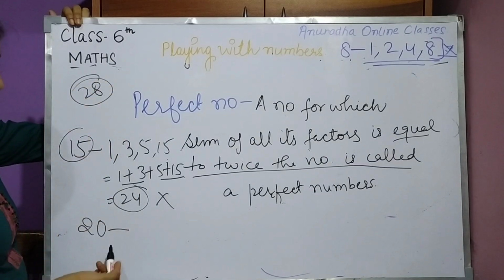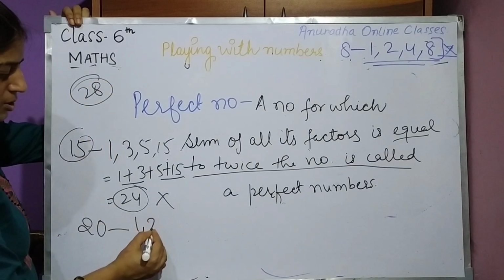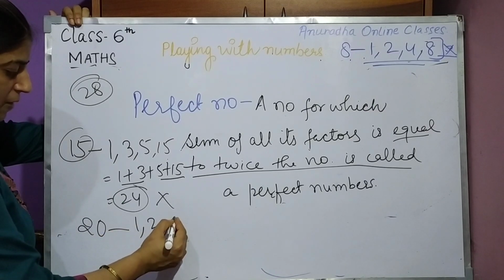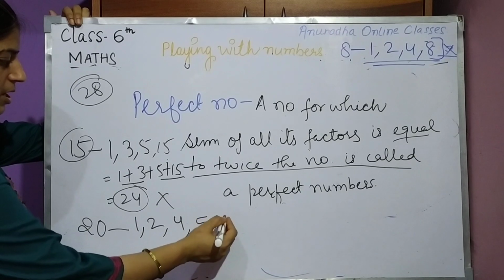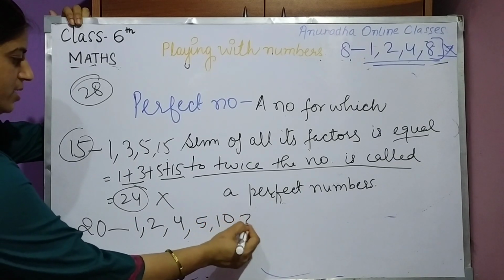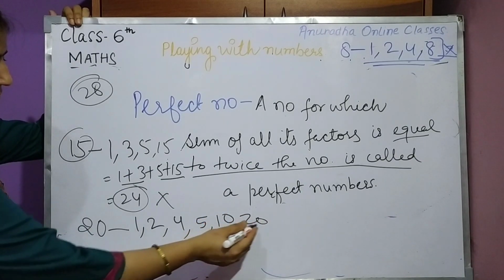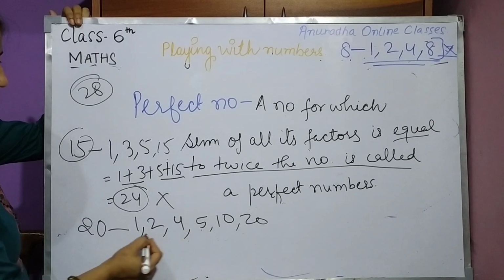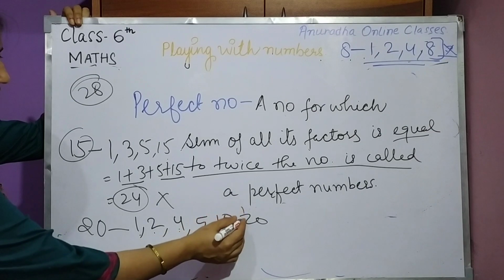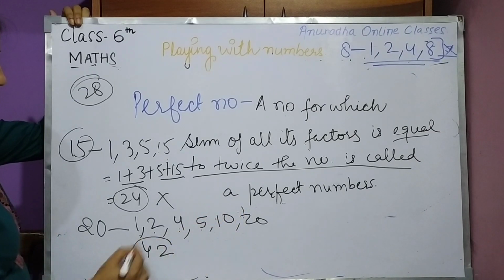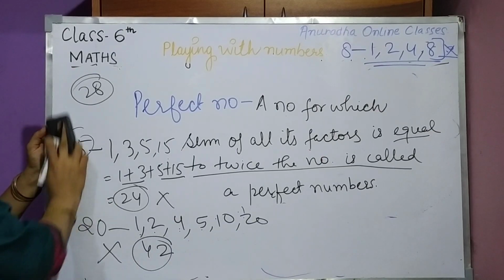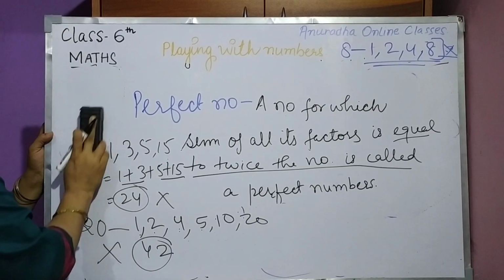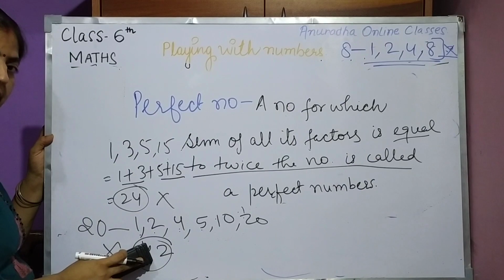Now let us see whether 20 is a perfect number or not. Factors: 1, 2, then 4, then 5, then 10, then 20. Adding them up, we get 42. No, this is also not a perfect number. So like this you have to find out whether a number is perfect, by doing it this way.